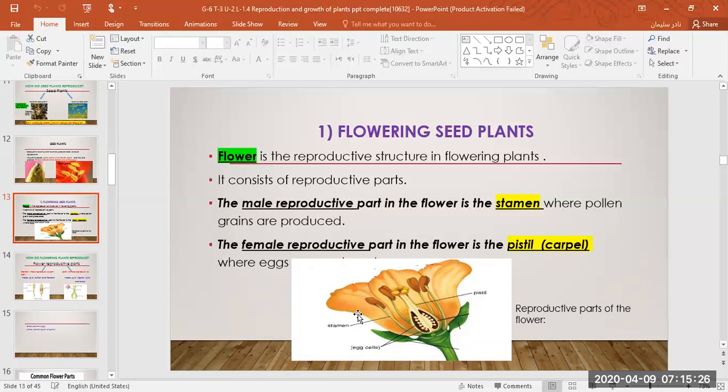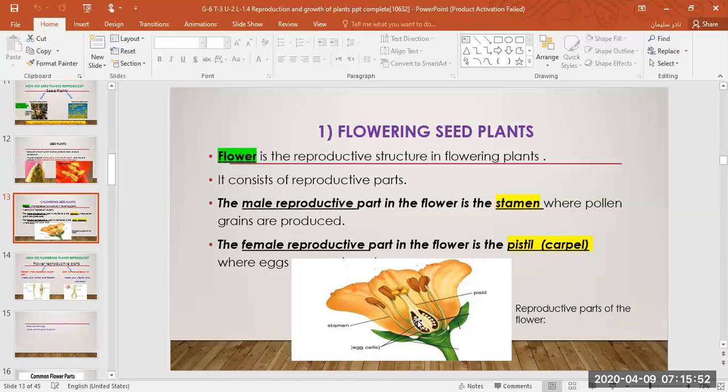And what about the female reproductive part? The female reproductive part of the flower, which is here in the middle inside, is called the pistil or the carpel. It has 2 names, either pistil or carpel, where eggs are formed. If we observe here, here are the eggs or the ovules inside the female reproductive part.